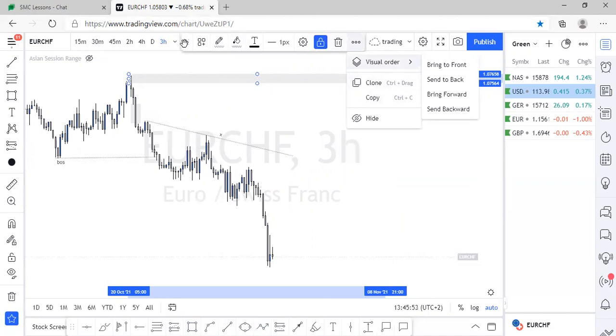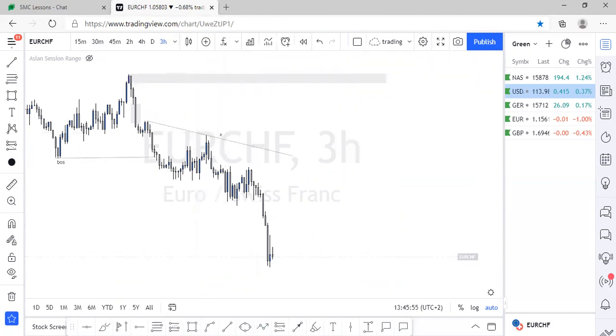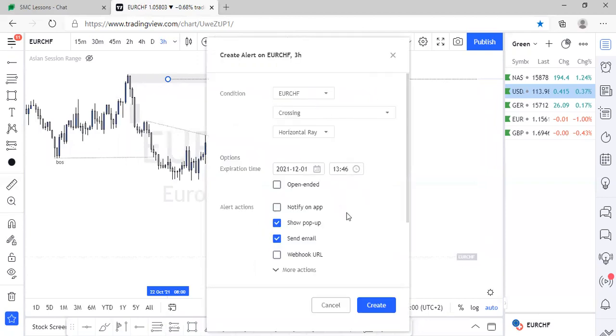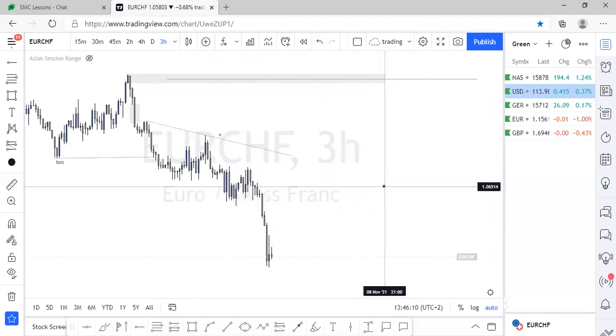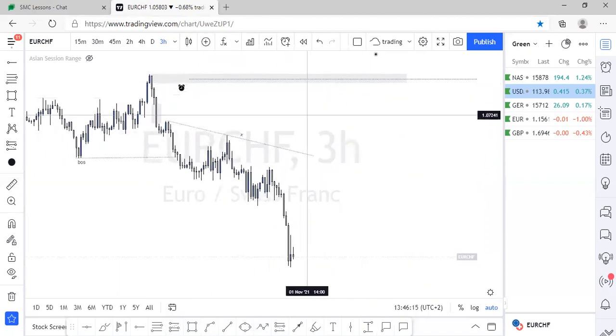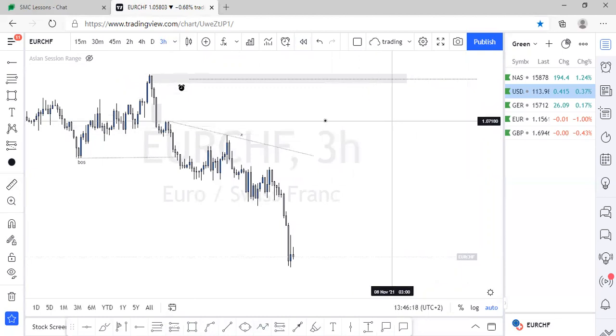So for me to actually get that, once the market has come to my point of interest, I'm setting an alarm there. So the market in the future, when it comes to this zone, I will get an alarm so that I can get to actually sell this thing.